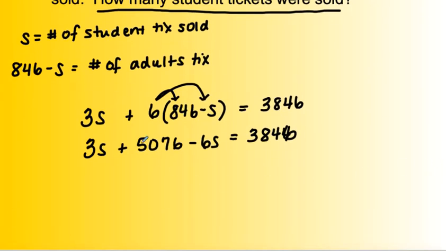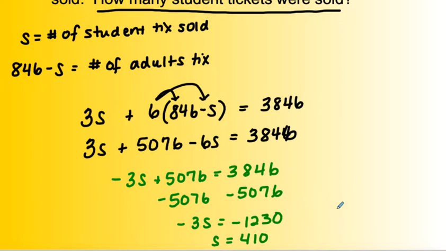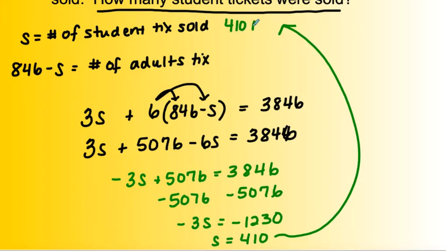Then we just use our algebra. We simplify each expression, and then we balance the equation. So we get negative 3S plus 5,076 equals 3,846. I'm going to subtract 5,076. And that's going to give me negative 3S equals negative 1,230. So S equals 410. I go back to the question I was asked: how many student tickets were sold? I'm done. So 410 tickets. I'm going to box my answer.